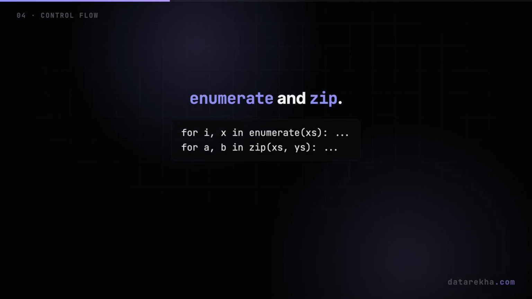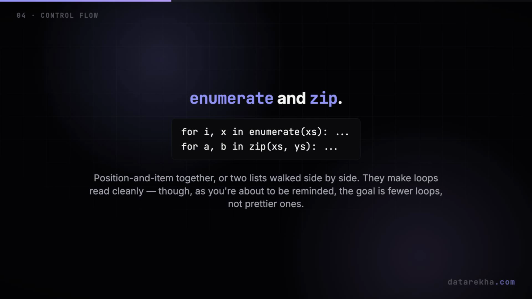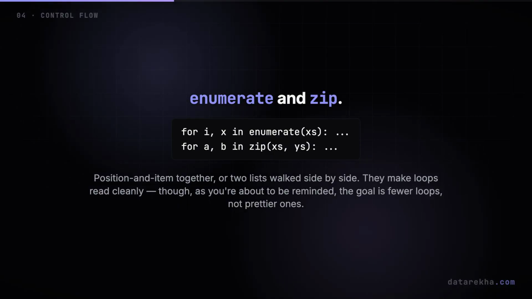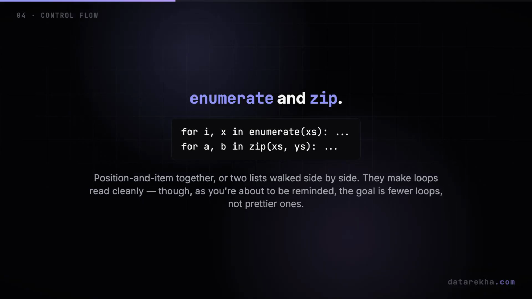Two tiny loop helpers you'll use constantly. Enumerate when you need the position and the item together instead of a clumsy manual counter, and zip to walk two lists side by side, pairing them up. They make loops read cleanly. Though, as you're about to be reminded, the real goal is to write fewer loops, not prettier ones.